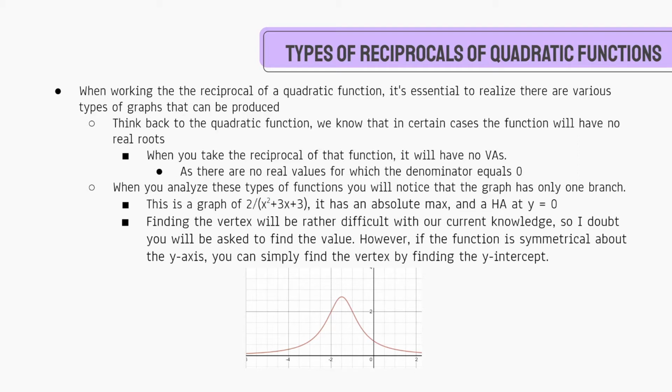With these types of questions, we could still take the reciprocal, but since it had no zeros, we will now have no vertical asymptotes. When you analyze these types of functions, it will have an absolute max and still have a horizontal asymptote at y equals 0. So, for example, we have this function over here, which is defined by the following. As you can see, this part is not factorable. If you applied the quadratic formula, you'd see that it doesn't work out. You would get a square root of a negative number, hence we don't have a real root.